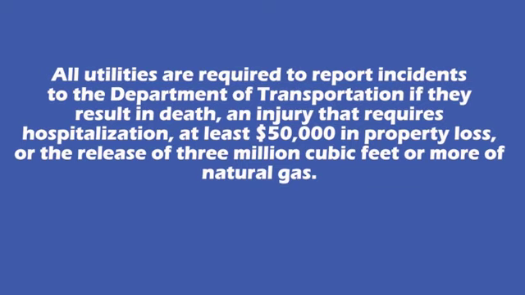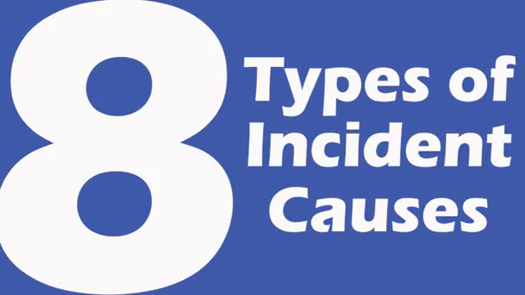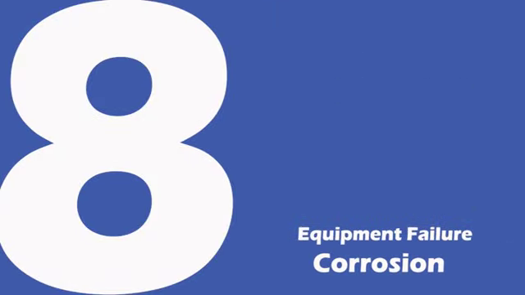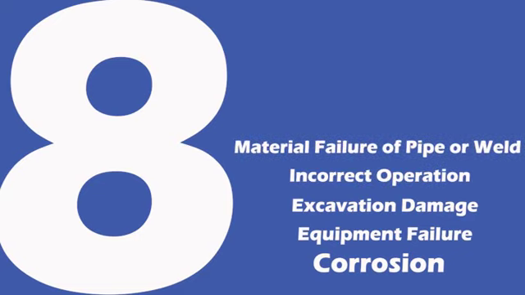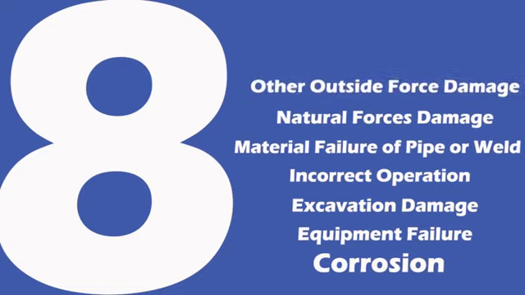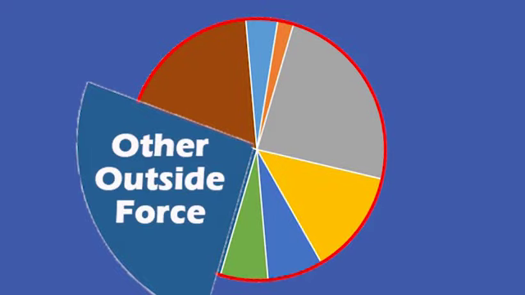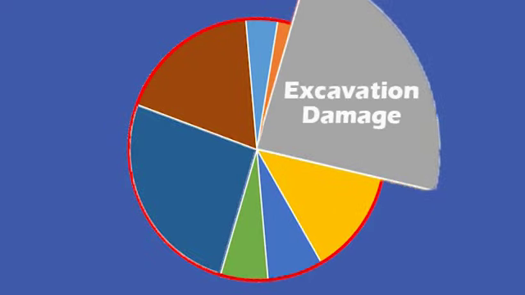But first, a disclaimer. All utilities are required to report incidents to the Department of Transportation if they result in death, an injury that requires hospitalization, at least $50,000 in property loss, or the release of 3 million cubic feet or more of natural gas. Now, there are 8 types of incident causes: corrosion, equipment failure, excavation damage, incorrect operation, material failure of pipe or weld, natural forces damage, other outside force damage, and other causes. And of those 8, other outside force is the most frequent, followed closely by excavation damage.